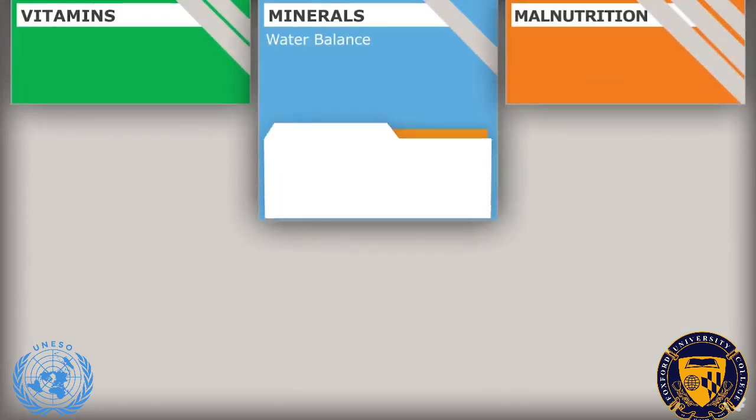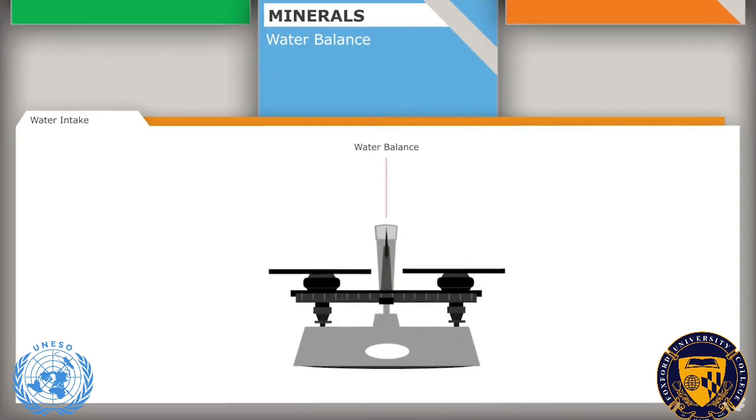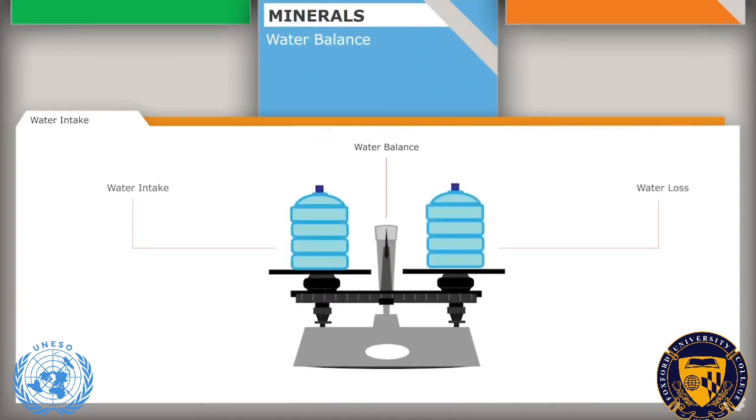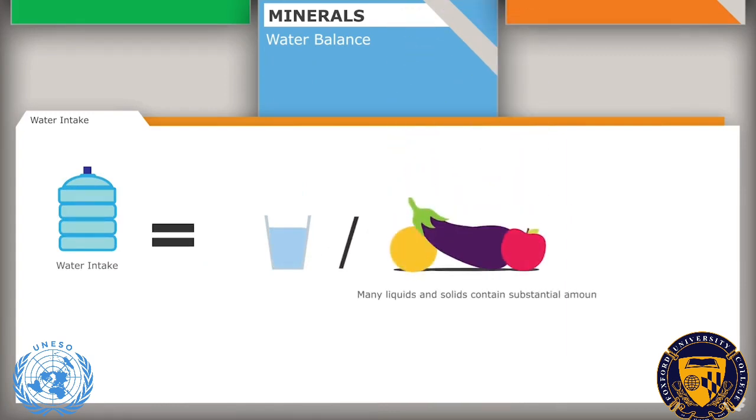Water balance. Water intake. Water balance describes the balance between total water intake and water loss. In order to measure our water intake, we need to think about more than the actual glasses of water we drink. Many other liquids, as well as solid foods, contain substantial amounts of water and thus contribute to our total water intake. Fruits and vegetables, for example, are at least 80% water.